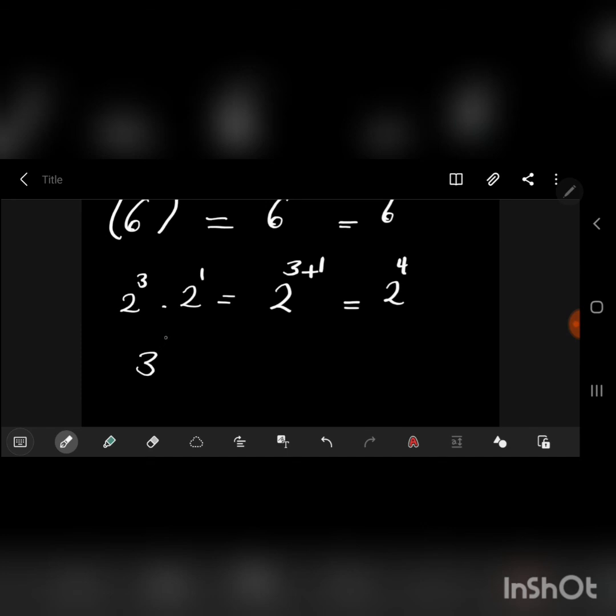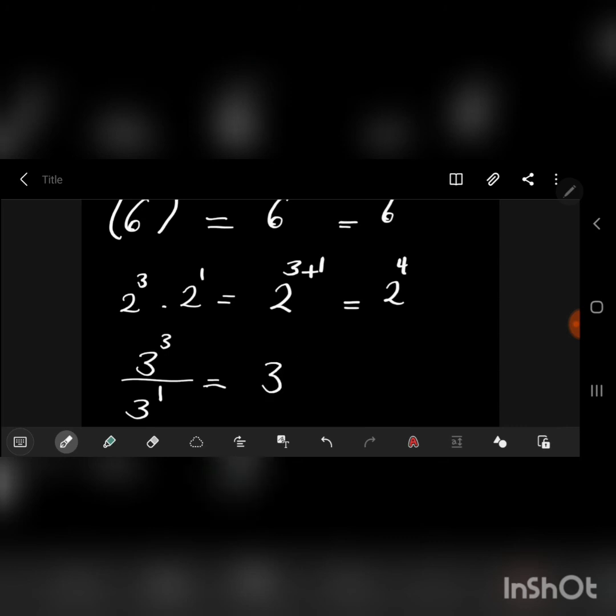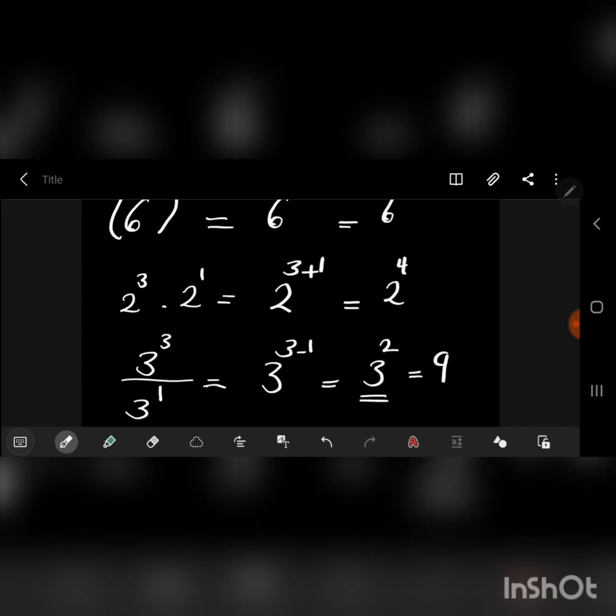Another example: 3 to the power 3 over 3 to the power 1. If I have one base over the second, I take the difference of the two powers: the numerator minus the denominator. The opposite isn't right. 3 to the power 3 minus 1 equals 3 to the power 2, which equals 9, or you can leave it like this. I don't have any problem.